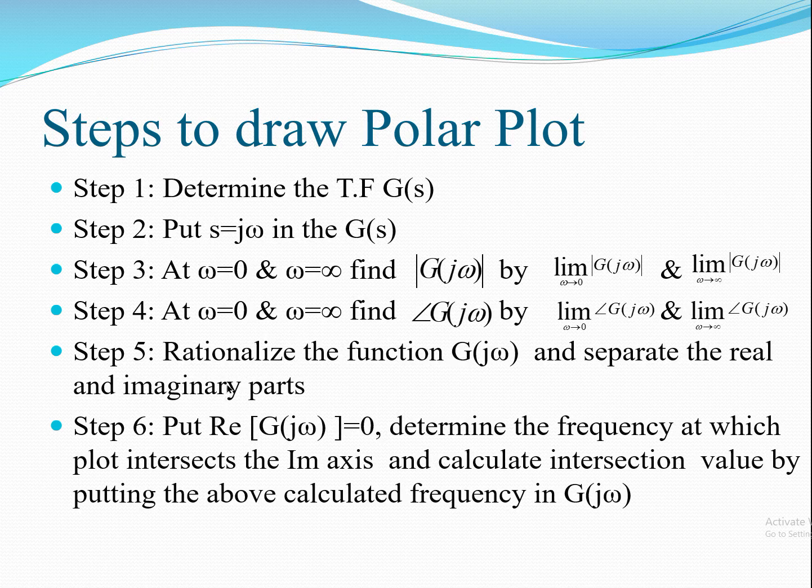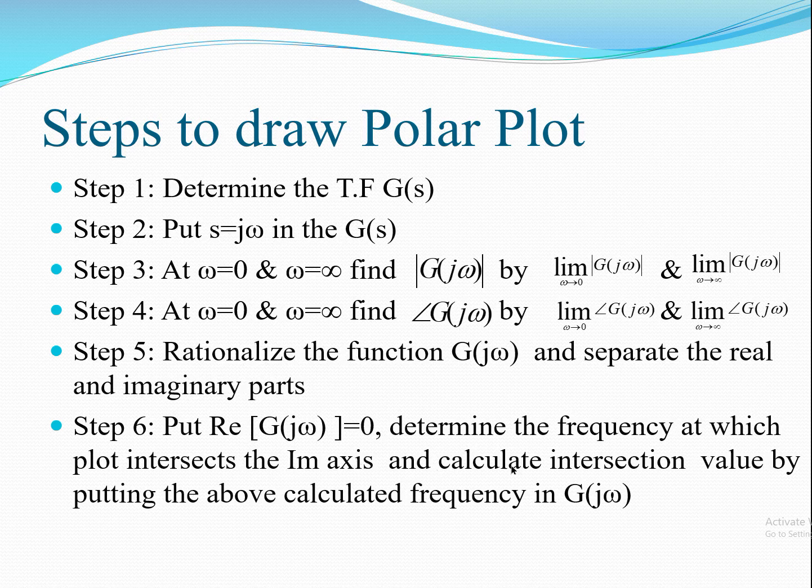How can we do it? We will see with the help of an example. Then in the next step, we have to put the real part equal to 0. If we put the real part equal to 0, we will determine the frequency at which the plot will intersect with the imaginary axis. This will give me the frequency at which the plot intersects the imaginary axis.